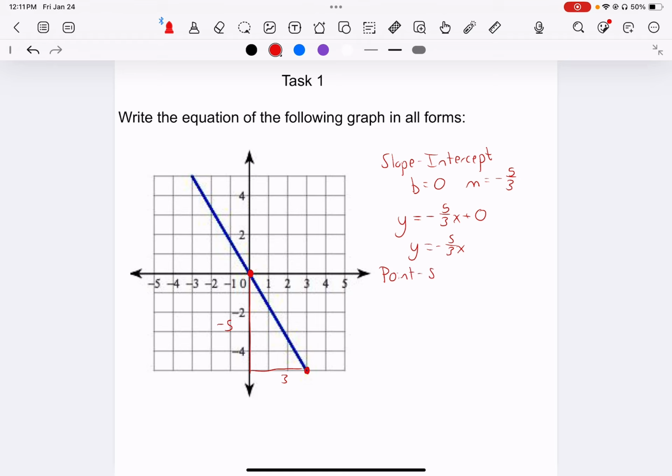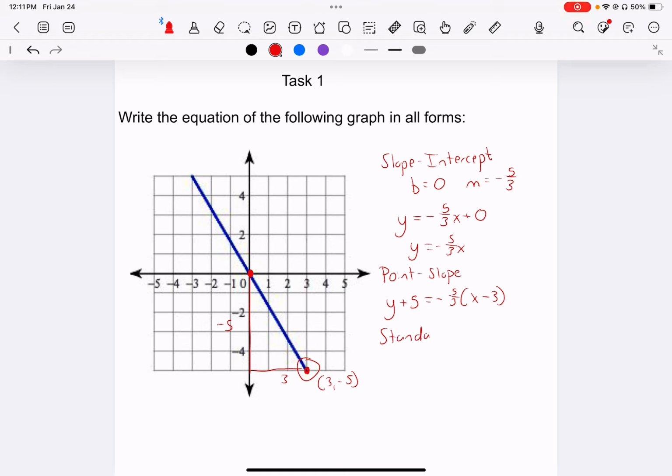Now my point slope form, I have a point. I can use this same point here, which is 3, -5. And I have my slope of -5/3. So my point slope form would be y plus 5, because I do the opposite, equals -5/3 parentheses x minus 3.